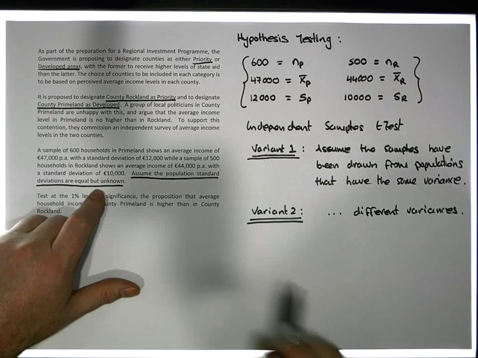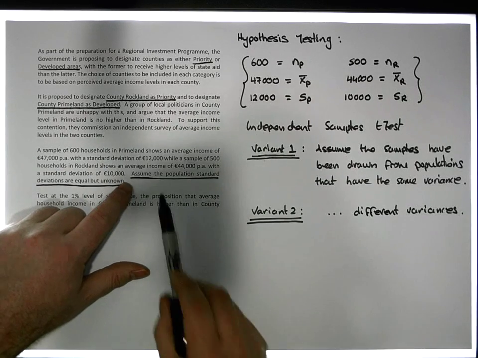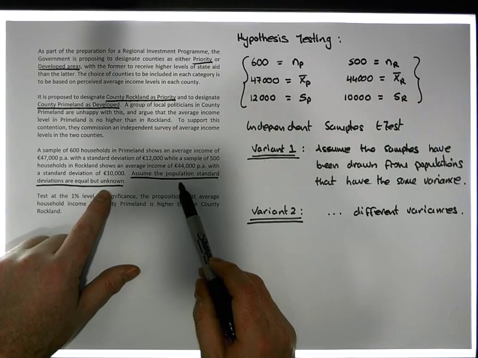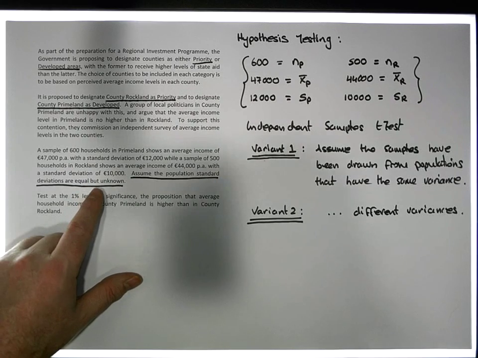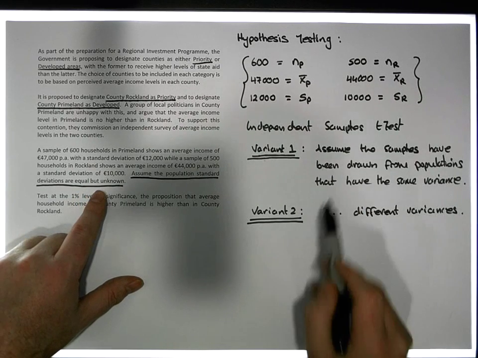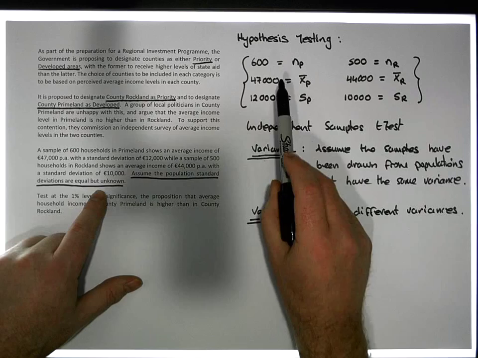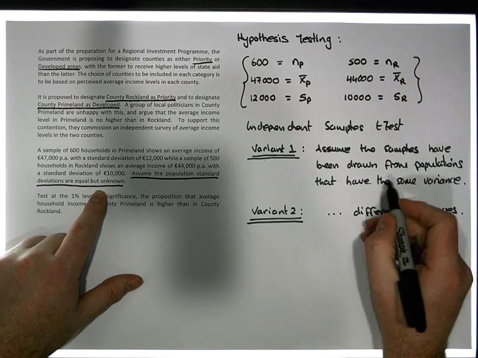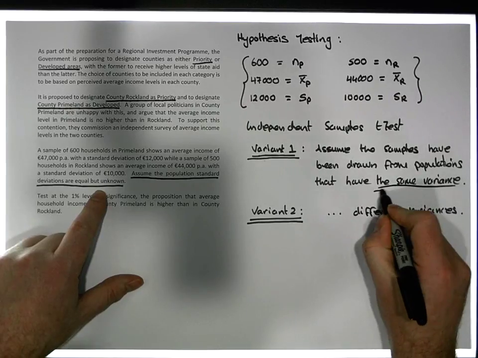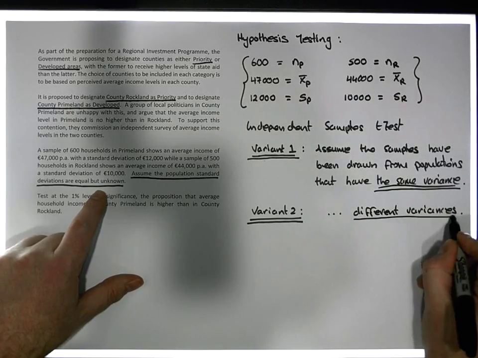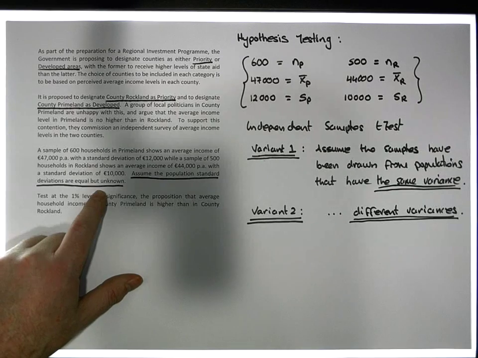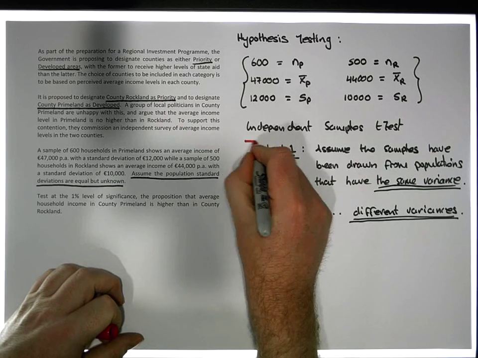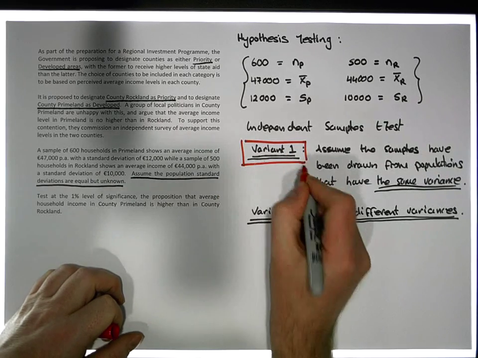Now, what we'll actually assume here is, don't forget, the variance is the square of the standard deviation. So we're going to take another little bit of a leap of faith here. We're going to assume that the population variances are in fact equal, okay? Because that dictates the two types of independent samples t-test that we can undertake. One where we assume the variances are equal, have the same variance, and the other where we assume they have different variances. Now, in this case, Stephen is telling us to assume the population standard deviations are equal. So the type of t-test that we're going to perform is variant 1. Okay.